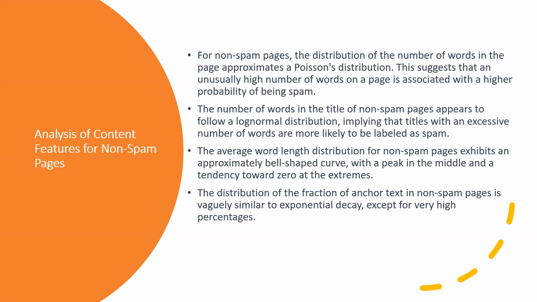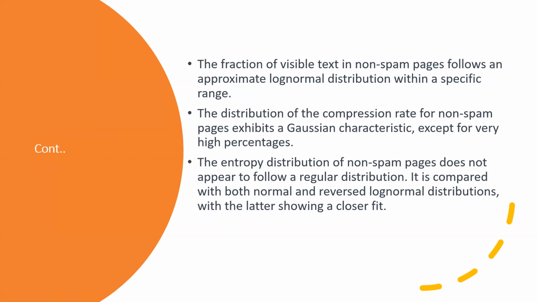And if this type of distribution is displayed in the word length, then we can declare it as non-spam pages. The fraction of visible text in non-spam pages follows an approximate log normal distribution within a specific range. The distribution of the compression rate for non-spam pages exhibits a Gaussian characteristic except for very high percentages. The entropy distribution of non-spam pages does not appear to follow a regular distribution. It is compared with both normal and reversed log normal distributions, with the latter showing a closer fit.